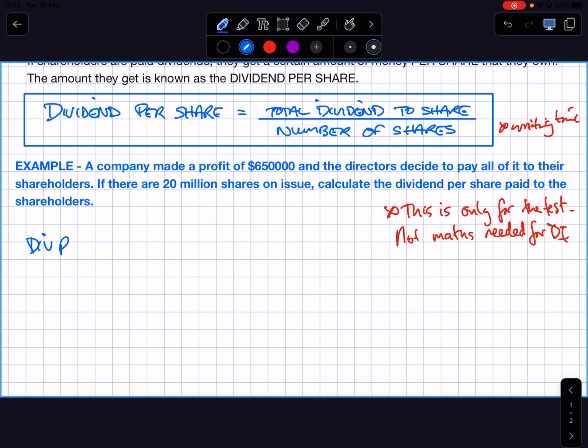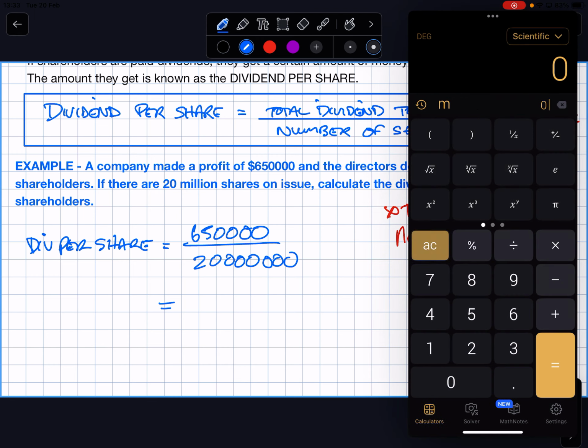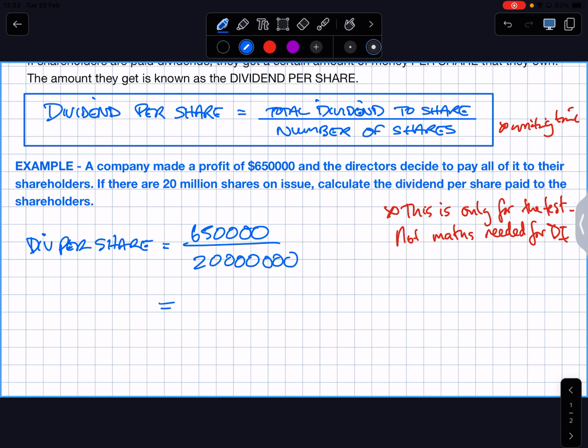Dividend per share. They're sharing 650 grand, divided between 20 million shares. 650,000 divided by 20 million is 0.0325. So 3.25 cents per share.